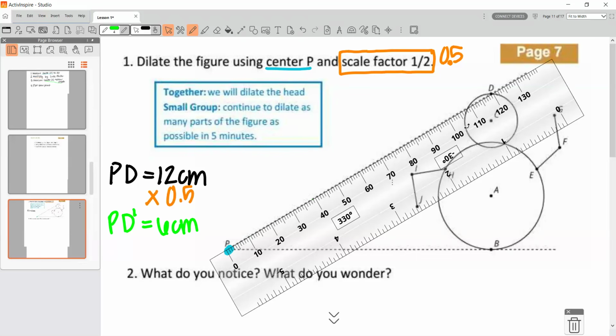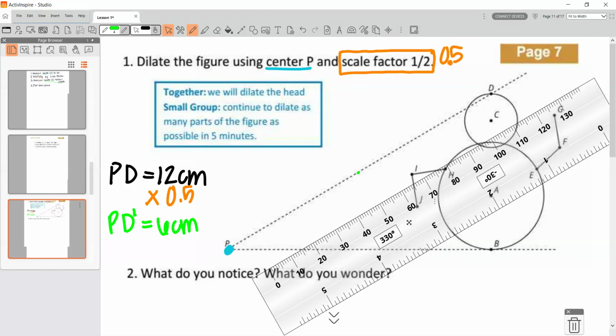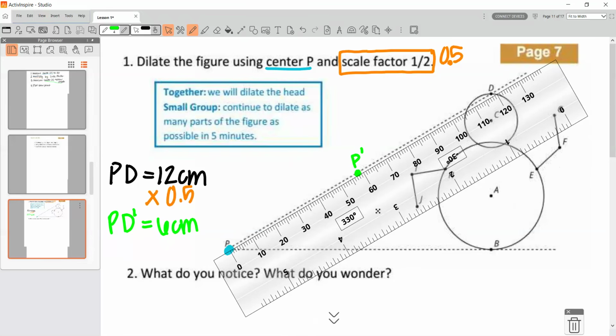I'll measure along this same line, make sure your ruler is touching P and D, and then you're going to go to 6 centimeters and put a point. So there's where D prime is. You measured from P to D, you multiplied by the scale factor of 0.5 to get the new length of 6, and then you plotted that point.